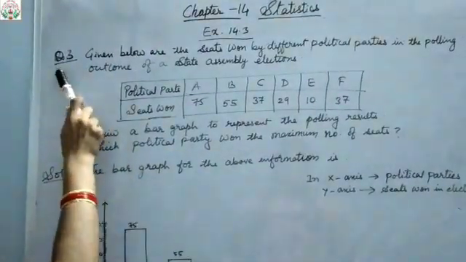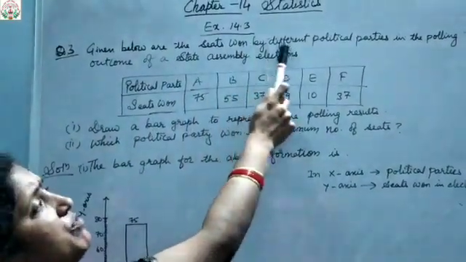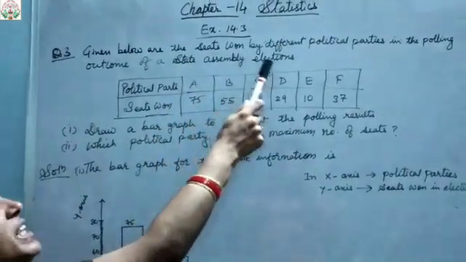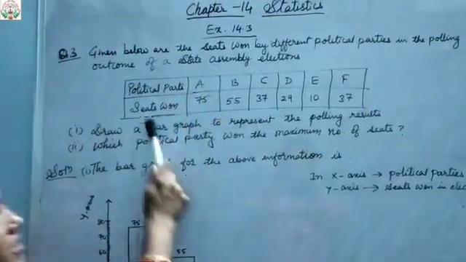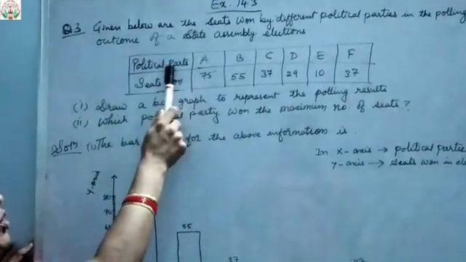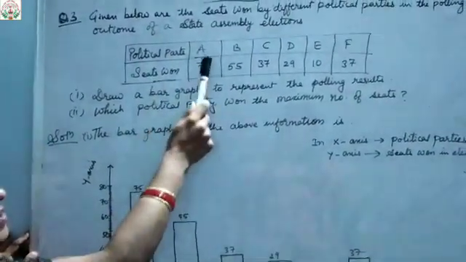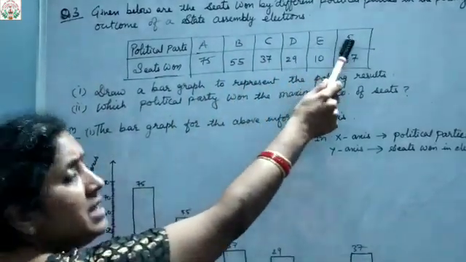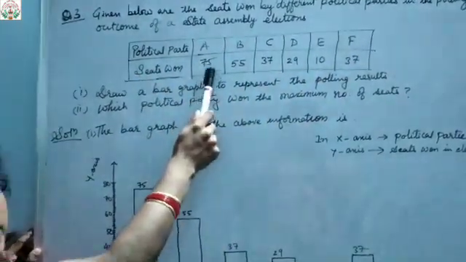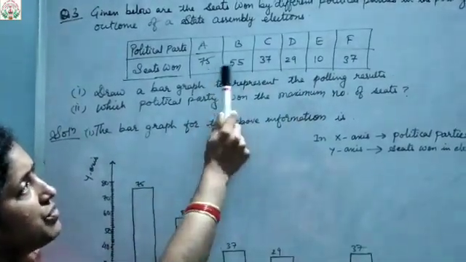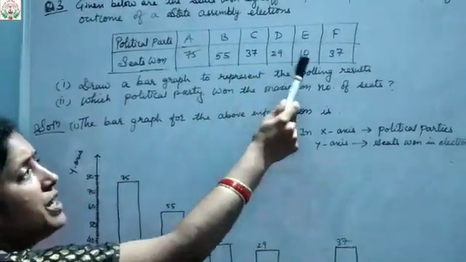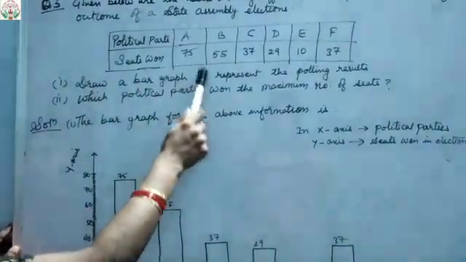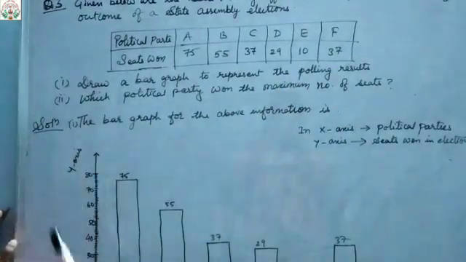Now see children, third question. Given below are the seats won by different political parties in the polling outcome of a state assembly election. The table is given here. The heads are political party and seats won. Here the political parties' names are given as A, B, C, D, E and F, and the seats won by each party is mentioned over here, that is 75, 55, 37, 29, 10 and 37. So now you have to show what? The bar graph to represent this table data.